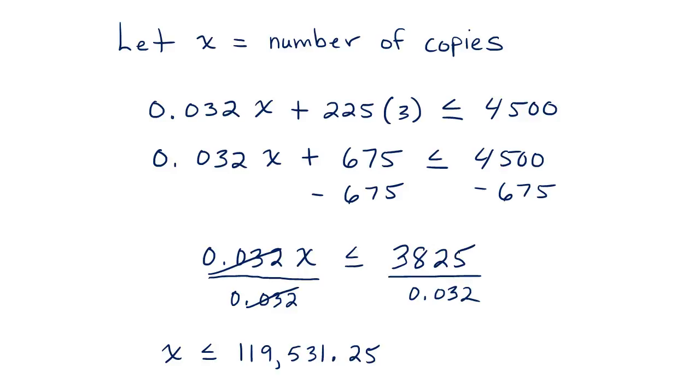119,531.25. Now we cannot make a fraction of a copy, or we cannot make or produce part of a copy, so we need to round this downward to the next whole number of copies. So our final answer will be X, the number of copies, must be less than or equal to 119,531 copies in order to stay within the budget of $4,500.